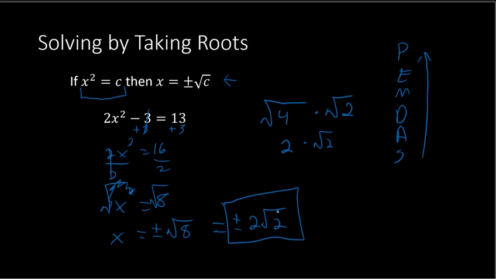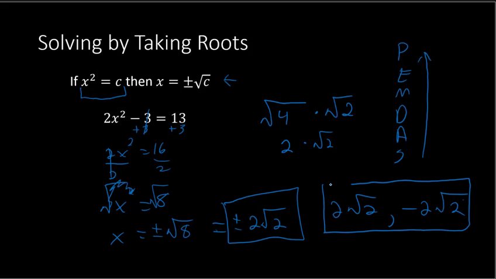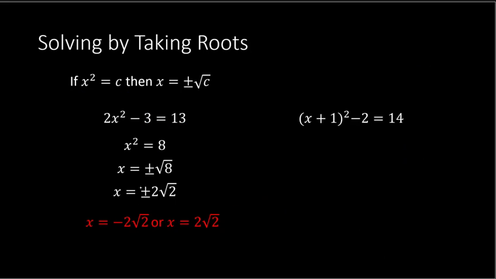So we have two answers. We have a positive 2 square root of 2 or a negative 2 square root of 2. So you can write it like this, or you can write it out as two separate answers. You have 2 square root of 2 or negative 2 square root of 2. Okay, there we go. So we can write it like this, or as one answer, plus or minus 2 square root of 2. So in the notes, we see it all typed up right here on the left side.